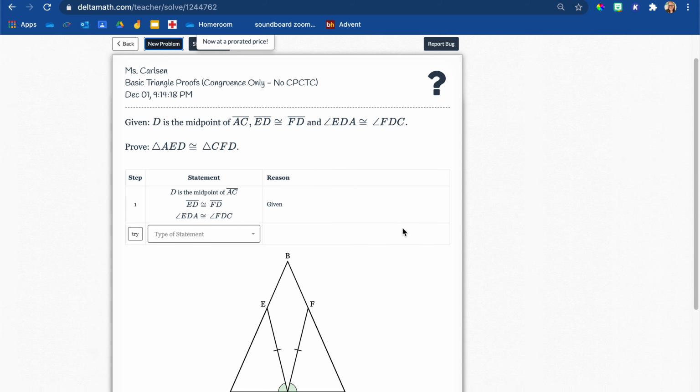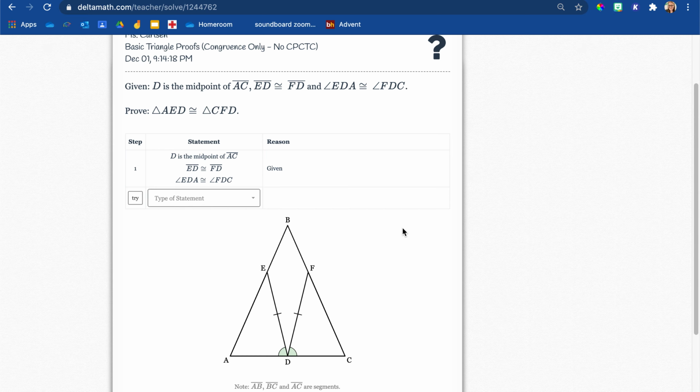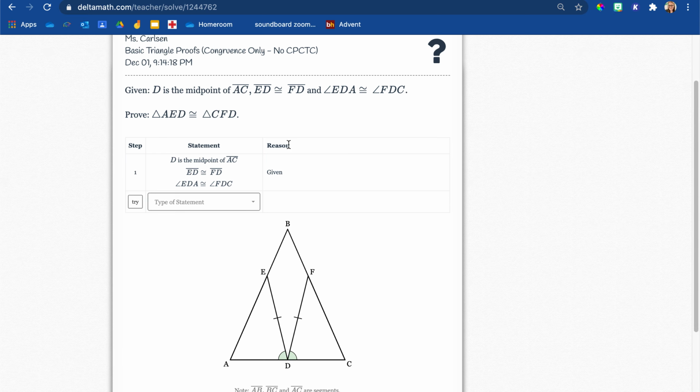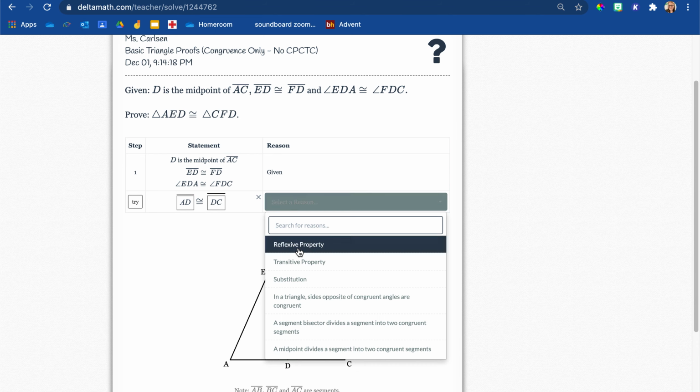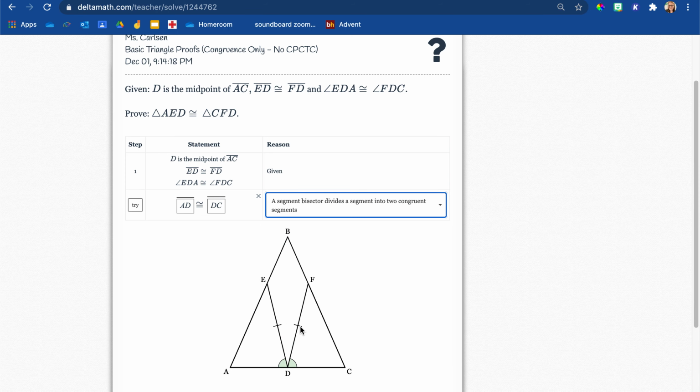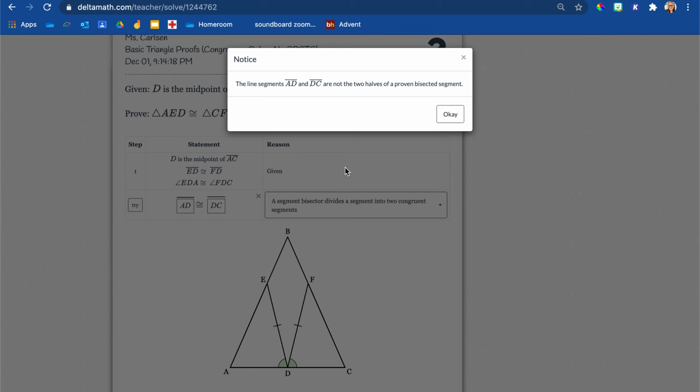You do the same thing with this. Break it down with what you're given. So here, D is the midpoint of AC. We've got segment AC. That means that AD and DC are congruent. So let's start with that segment. AD and DC are congruent. I can say that because a segment bisector divides a segment into two congruent segments. Oh, I wrote it wrong.